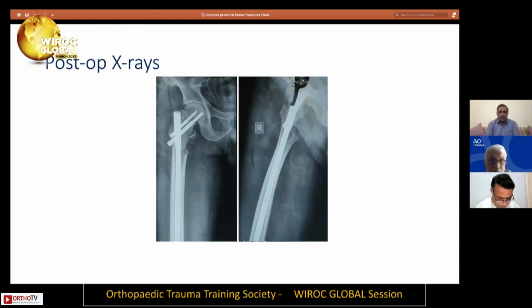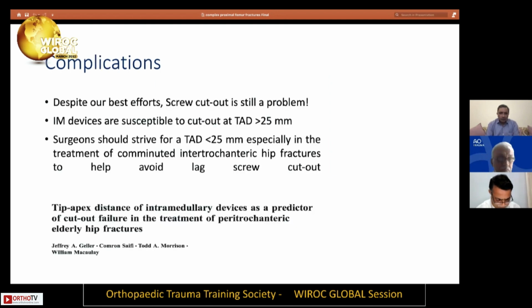So based on this discussion, we decided to go ahead with a long cephalomedullary nail using 2 proximal screws, and you can see that we were able to achieve adequate reduction and then fixation. So in spite of everything, there are always risks for complications.